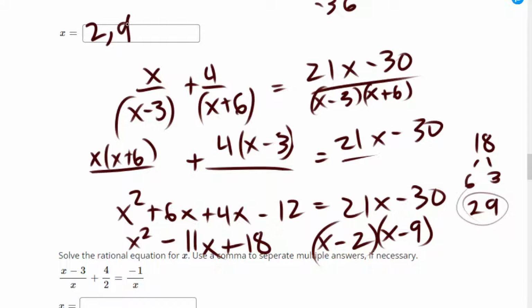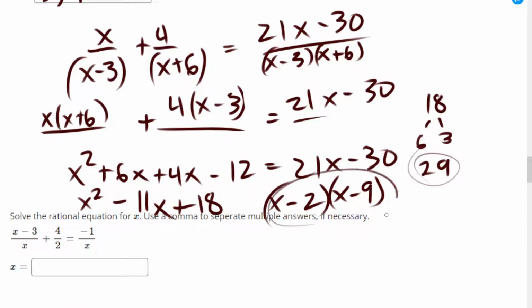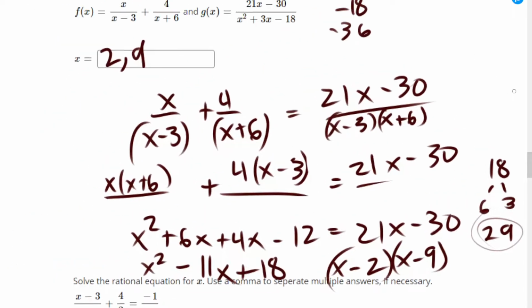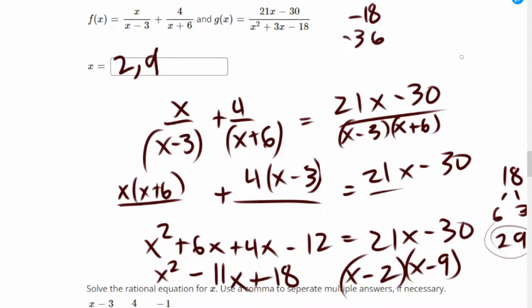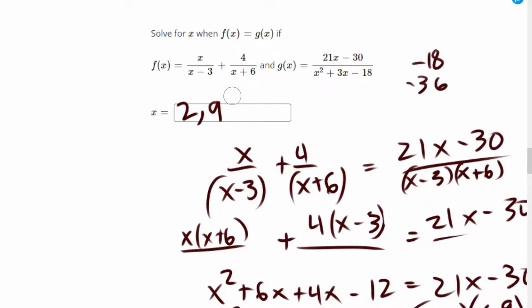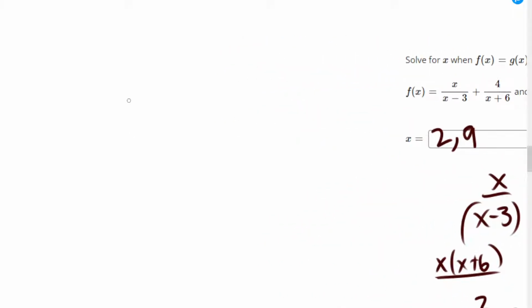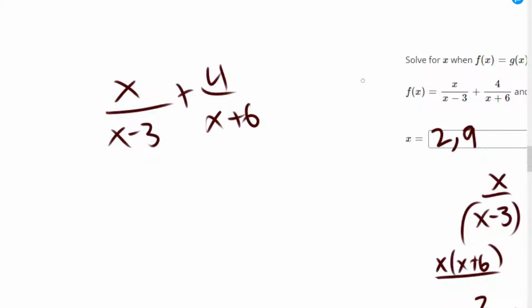But wait, there's one more thing that we need to do, and it's not applicable to this problem, but a lot of times, and especially on the final, now this is important, they will have some answers. I bet they will be feeling so confident about themselves. And you put your little answers 2 and 9 up in the answer slot, and then it marks you wrong. That's because sometimes you'll have something like x over x minus 3 and 4 over x plus 6, and you get your answer x equals 3, and then you just put that there.